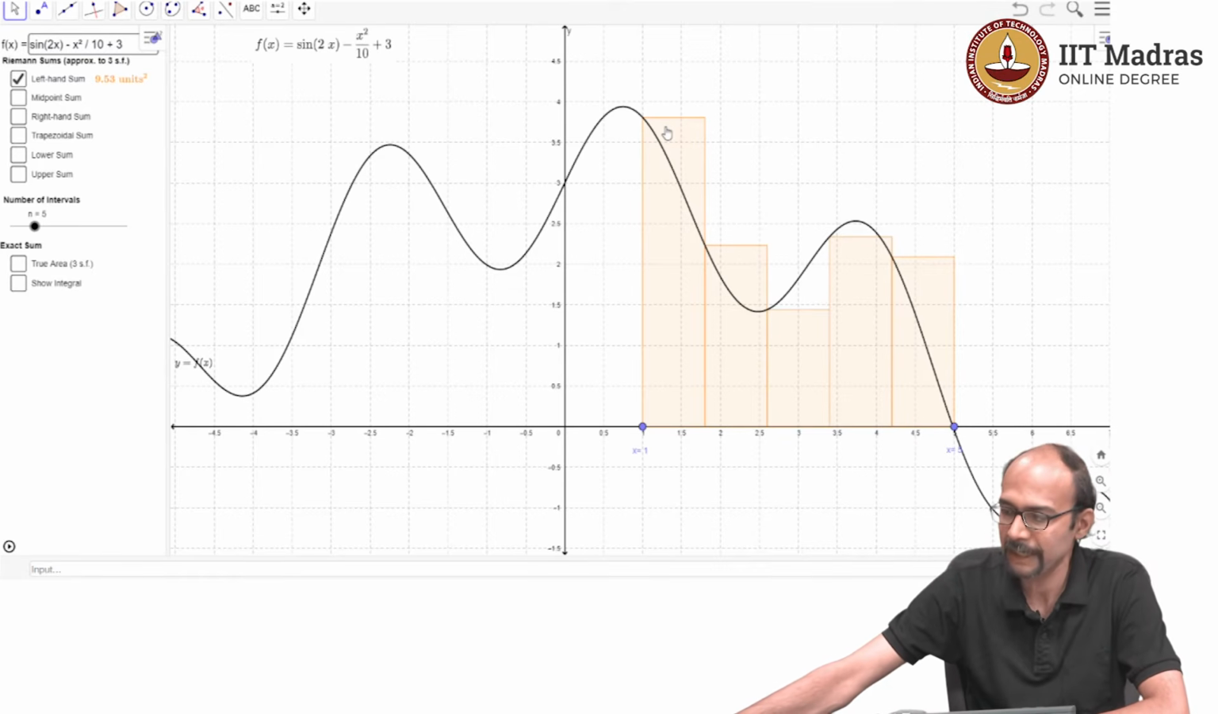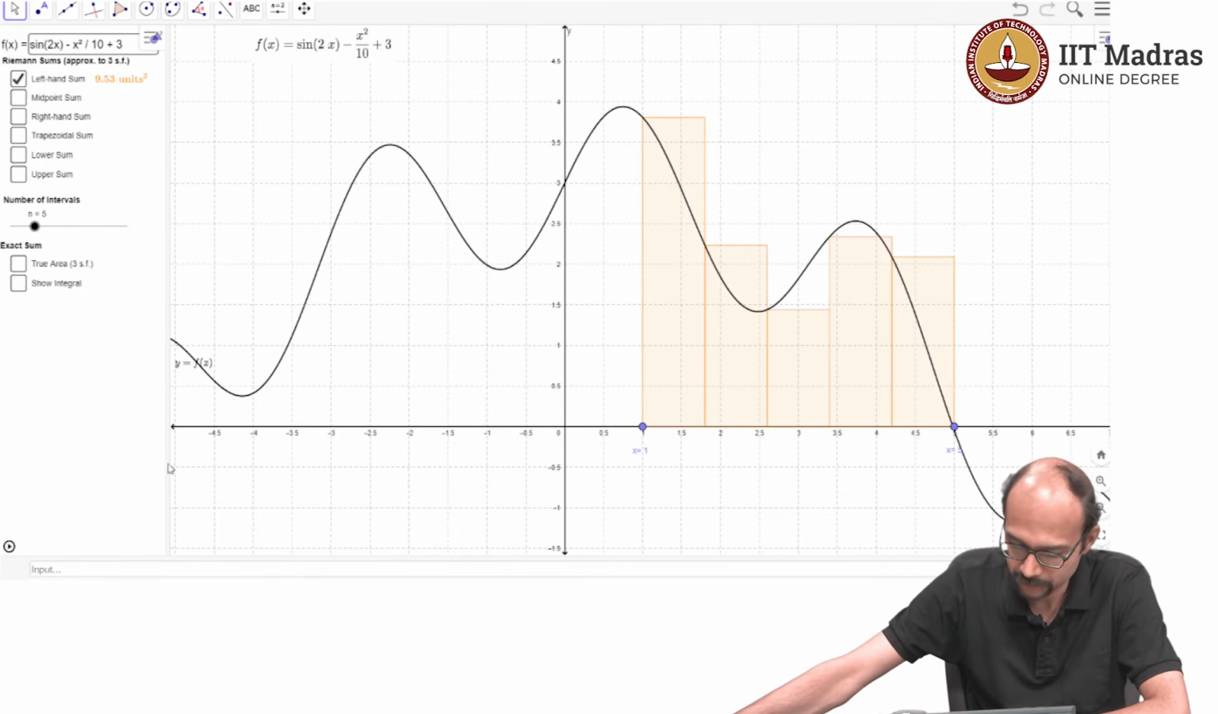What that means is xi star is the left endpoint of your interval. So xi star is xi minus 1, which is what we had in our previous example for e to the power minus x. So in that case, this is the picture we get, and you can see here the value of the left hand sum, it's 9.53 units. So this is the Riemann sum corresponding to xi star equals xi minus 1, and xi equals 1 plus i times 0.8, and there are 5 intervals.